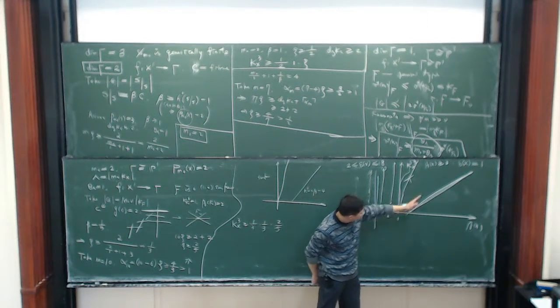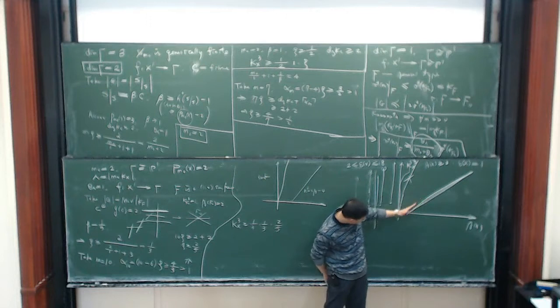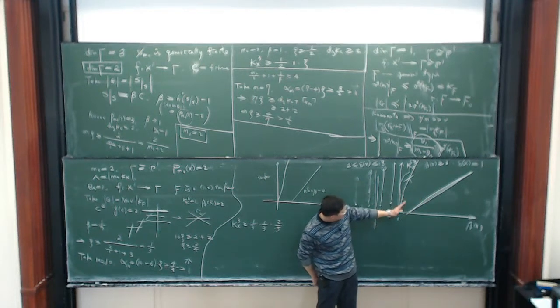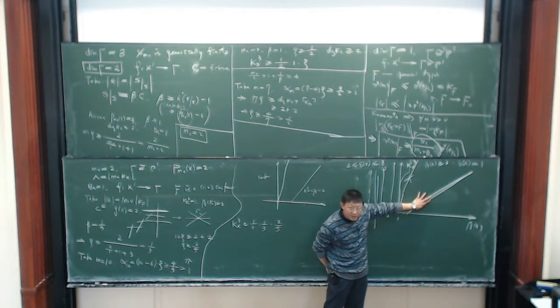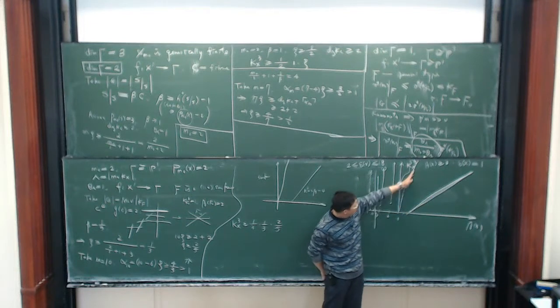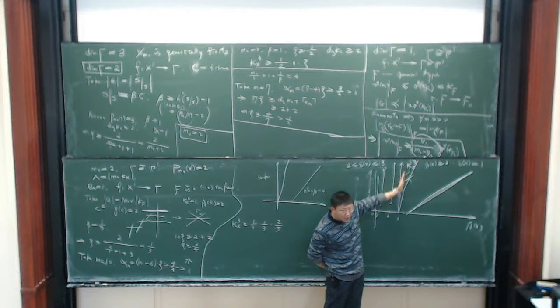And on the right, yeah, we have one line. Of course, this is still a special case. And on the upper side, we can prove you cannot have a linear upper bound.